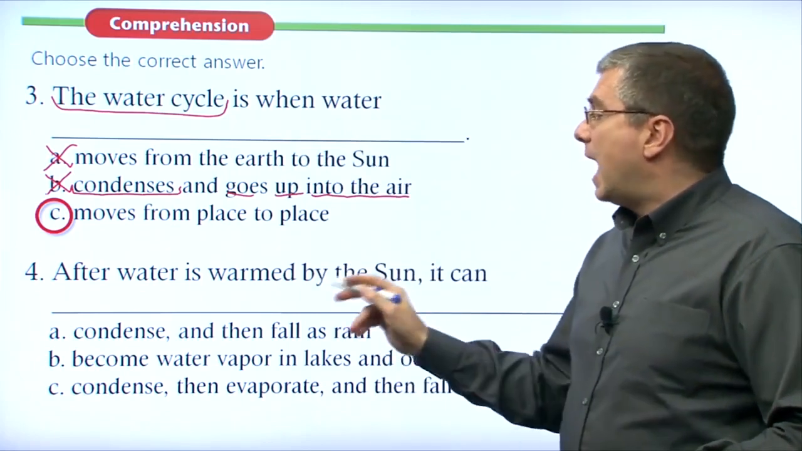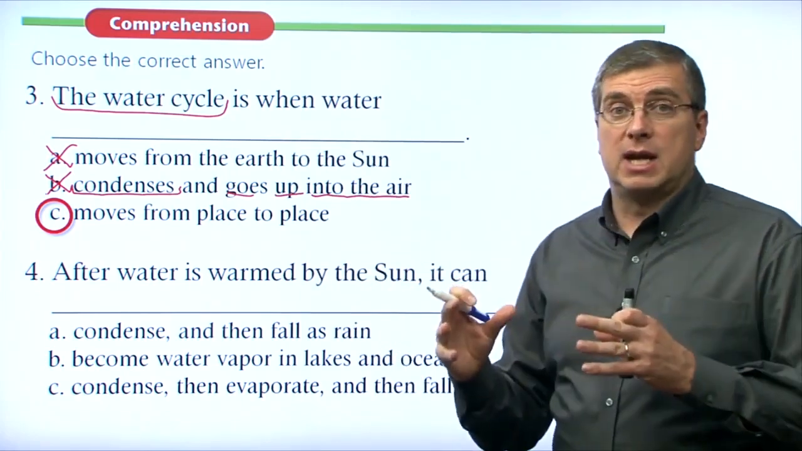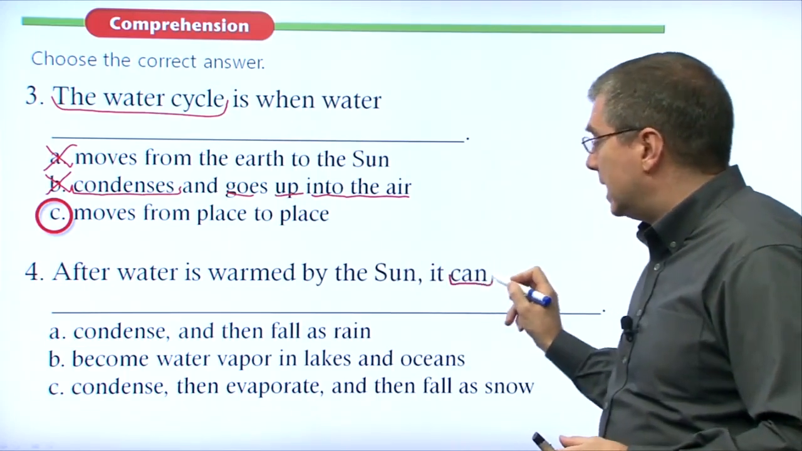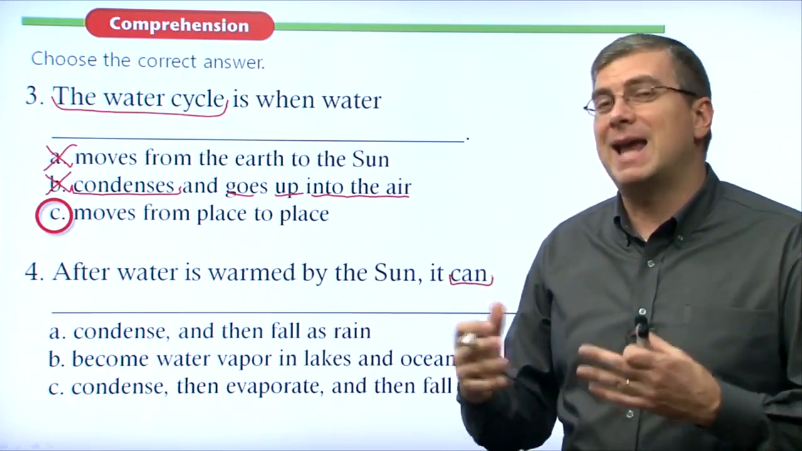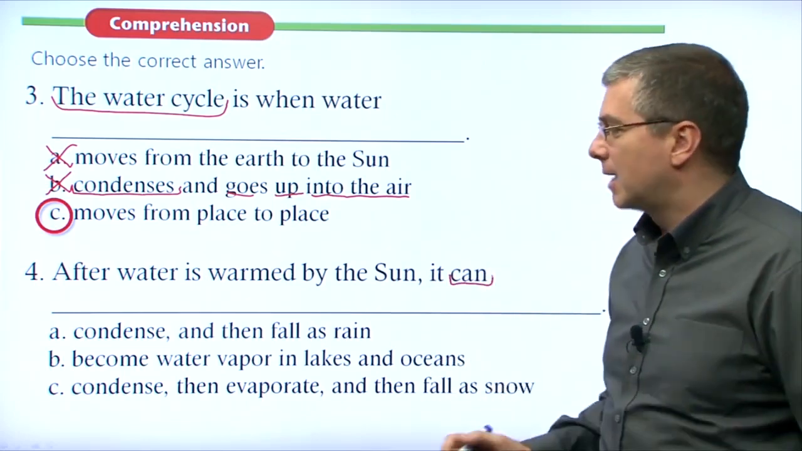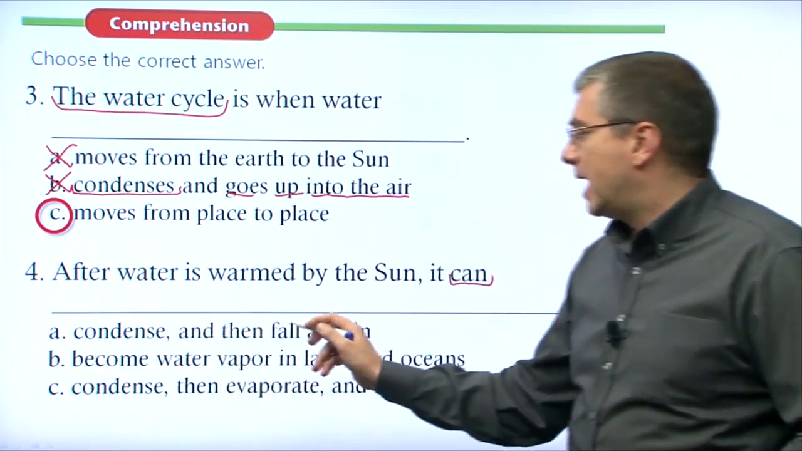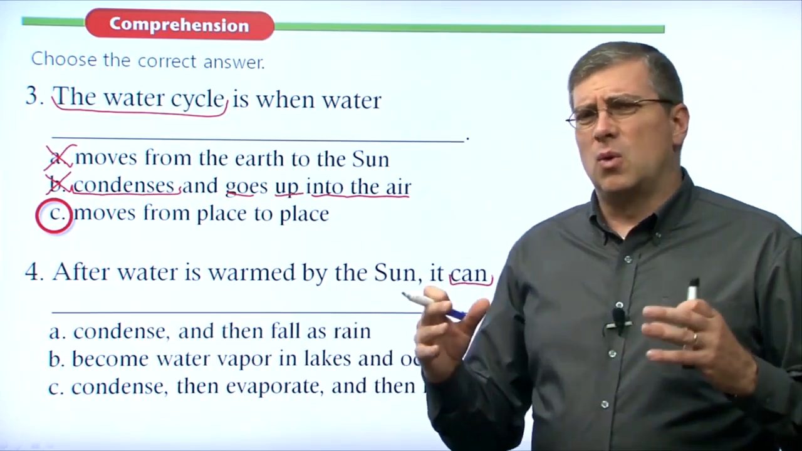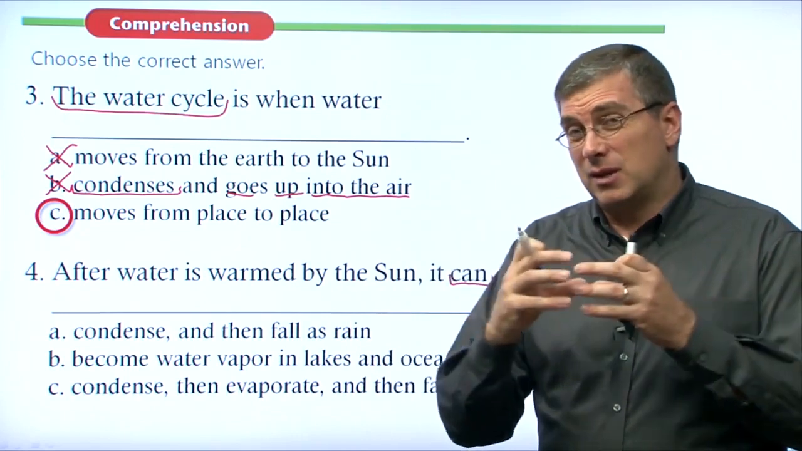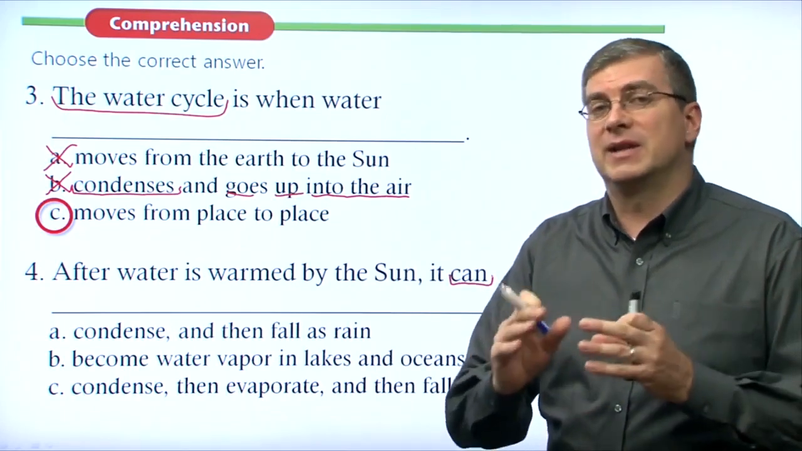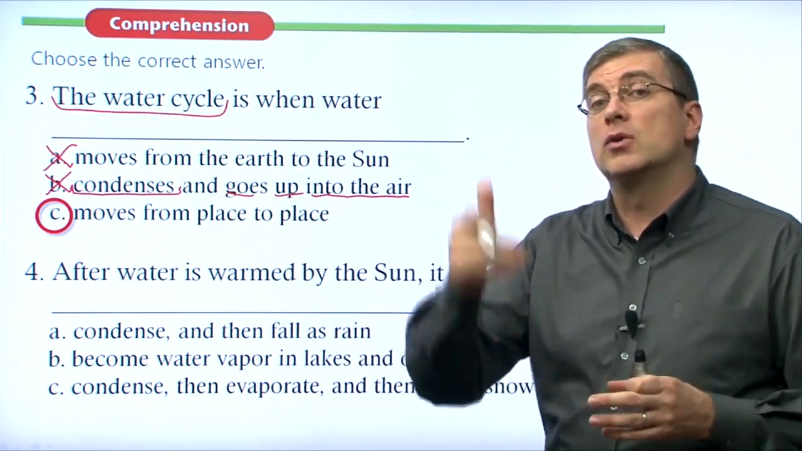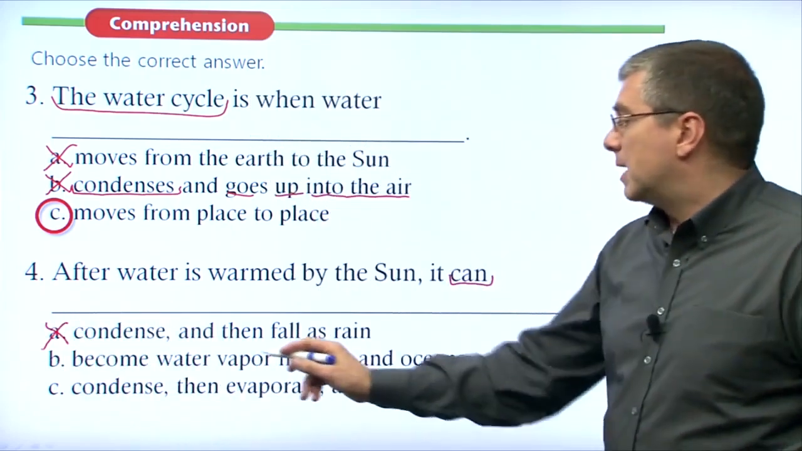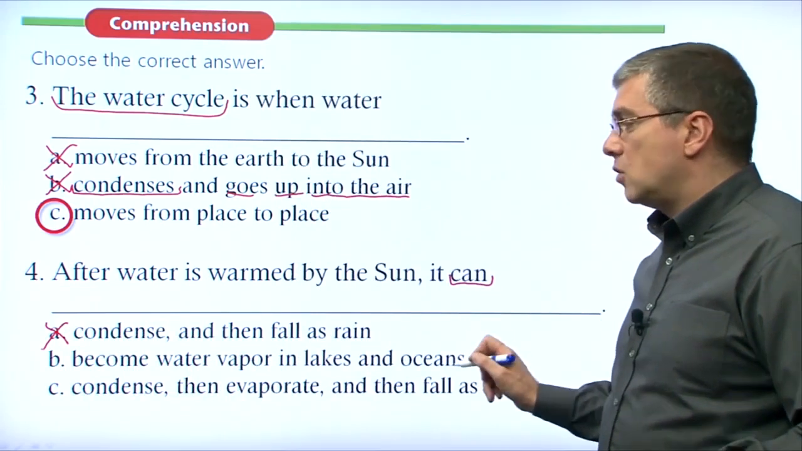Number 4, after water is warmed by the sun, so the sun is warming the water, what can happen to it? What is possible? What might happen? What can it do? A, it can condense and then fall as rain. So when water becomes warm, does it condense? Does it get together and fall as rain? No, the opposite happens. It evaporates and goes up into the air. So that's not correct.